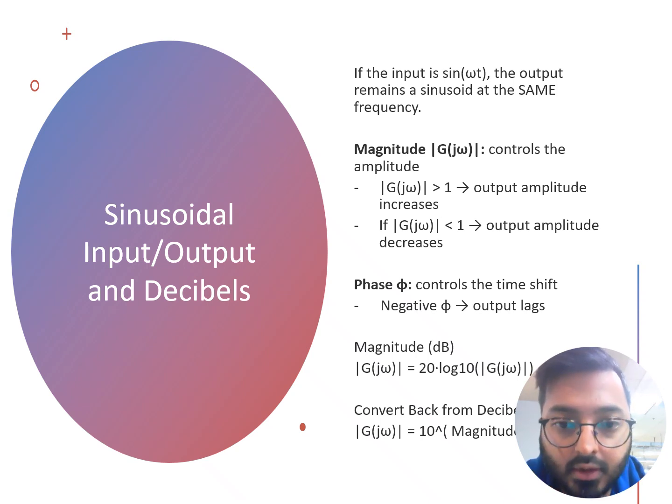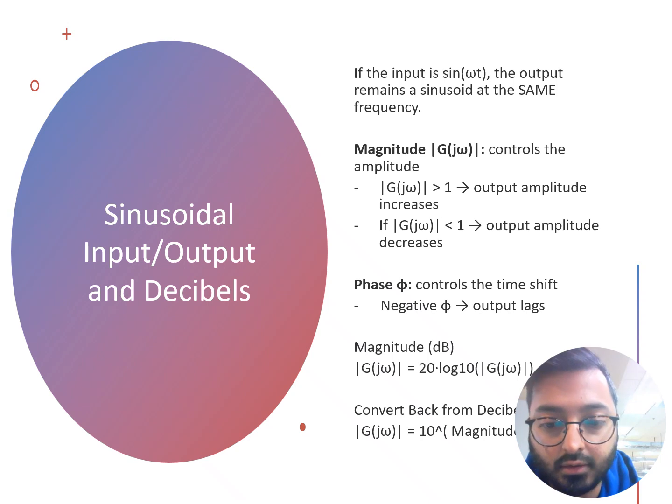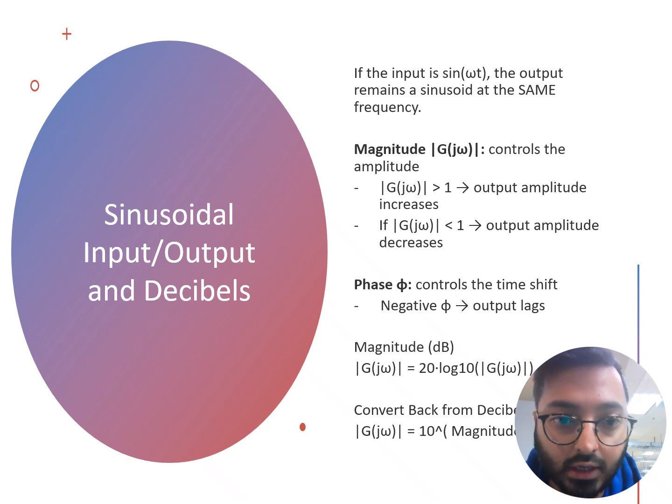With the phase angle, if it is a negative value, it means that the system itself is lagging behind the input, and if it's a positive value, of course, it's leading.